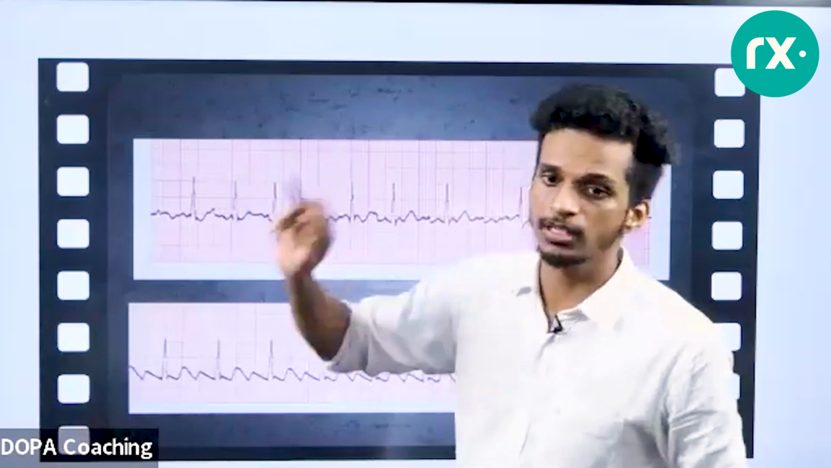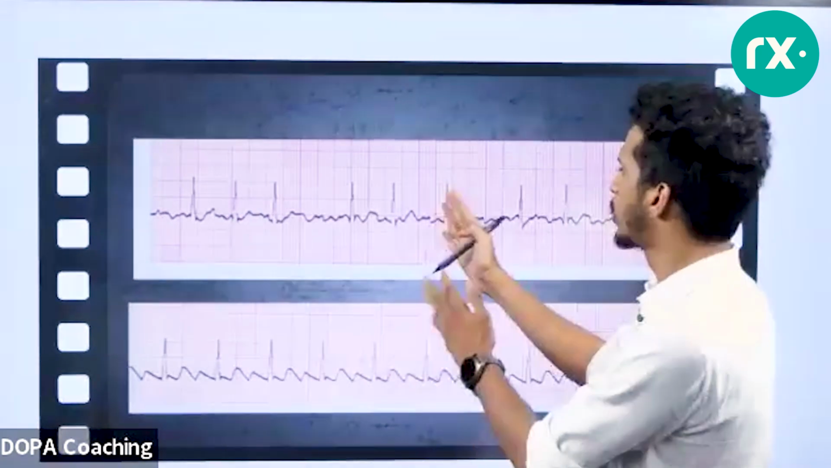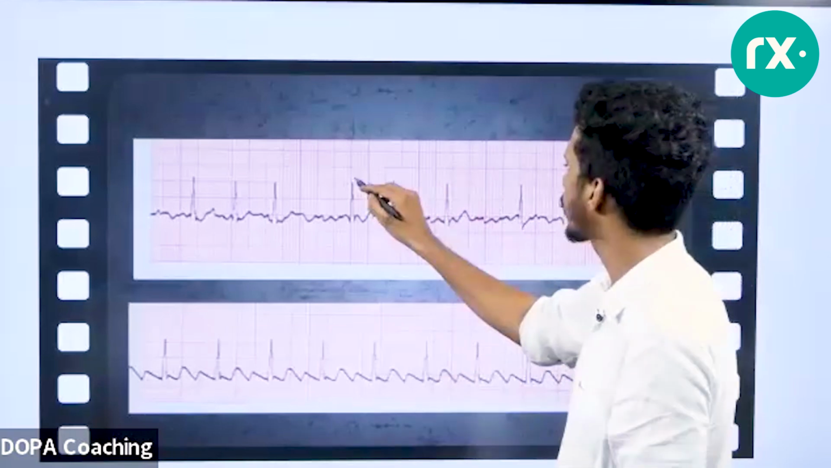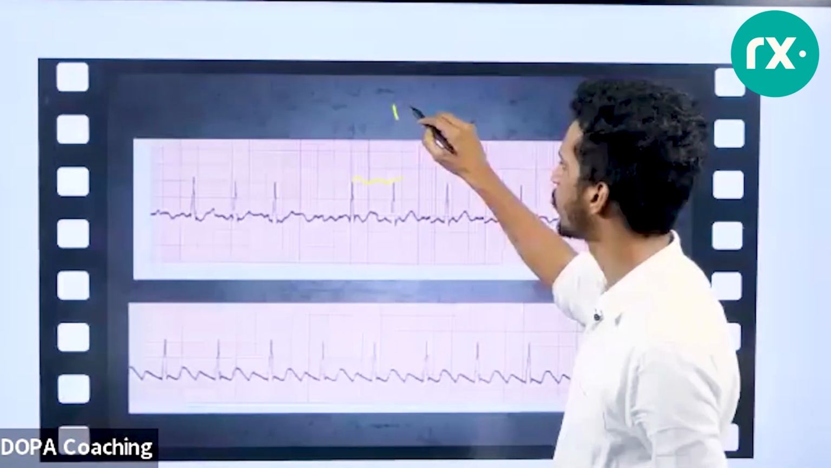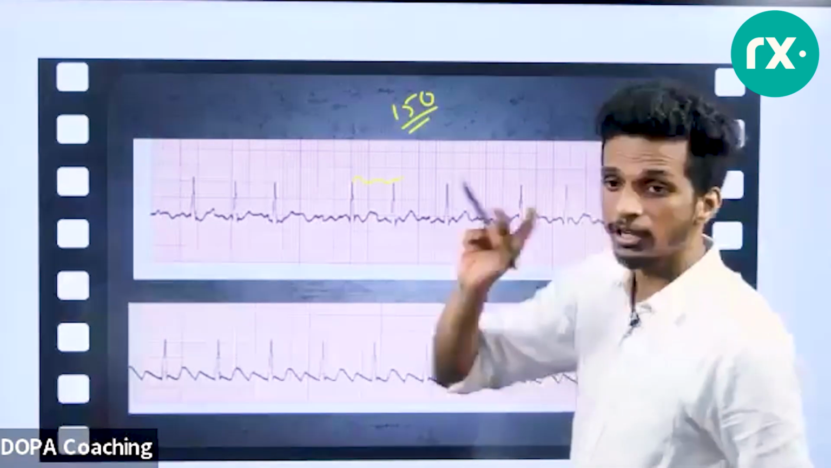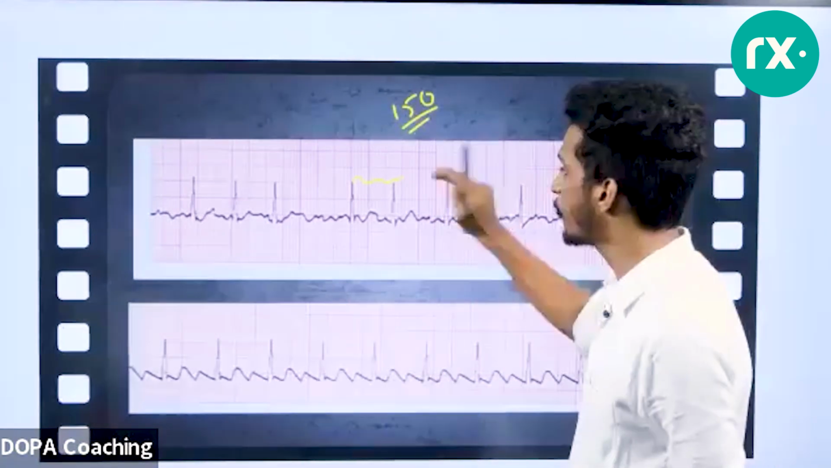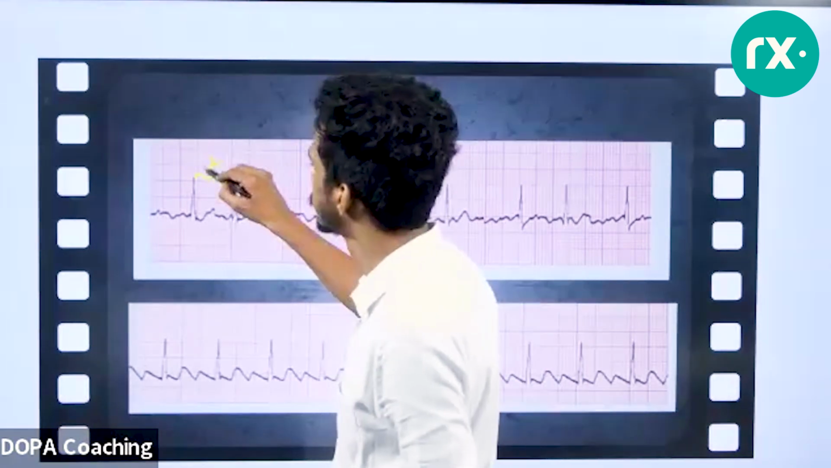Whenever I see an ECG, I look at the rate. Just by looking, we can understand that here there are around 2 log squares between 2 waves. So the rate will be around 150. That's fine. But the most important thing I can find here is that the number of log squares between 2 waves here is 2. Clear?